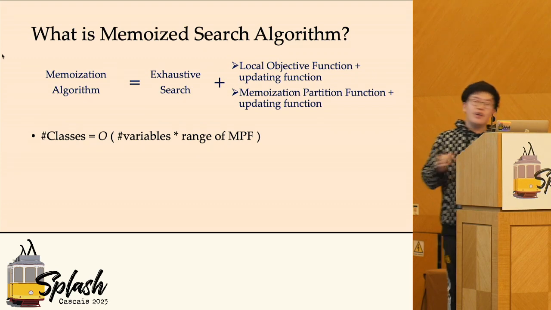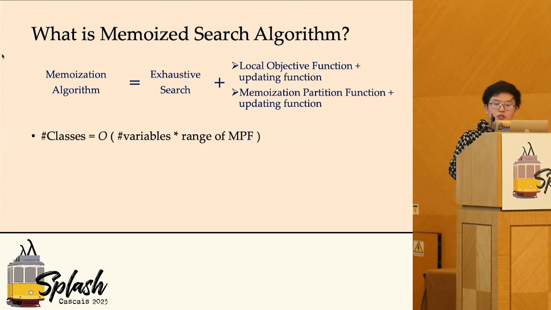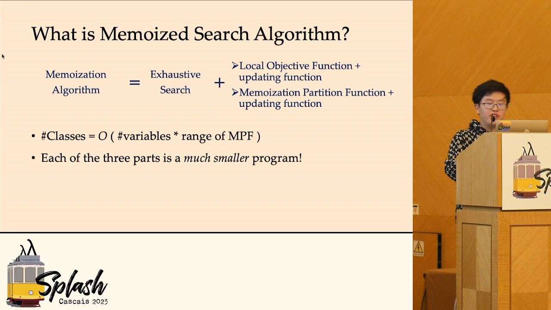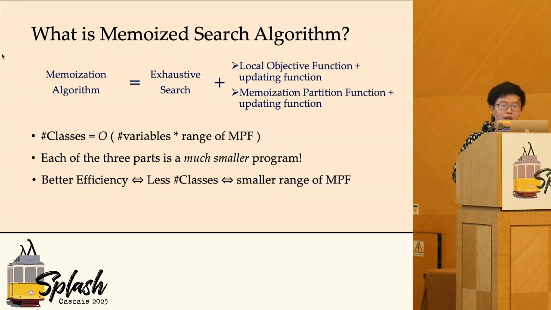And finally, let's see why this template solves the two challenges proposed previously. First, we notice that each of the three parts is just a much smaller program to be synthesized. So we can design synthesizers to solve each part. Second, we can control the efficiency of the memoization algorithm with the range of the MPF. By synthesizing an MPF with the smallest range, we can obtain the most efficient memoization algorithm, and thus we can solve the efficiency challenge.